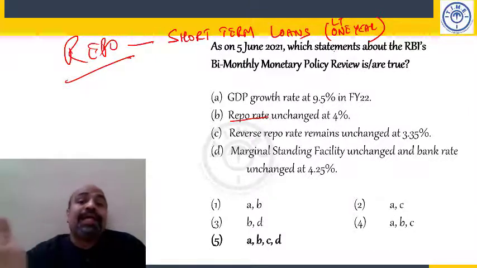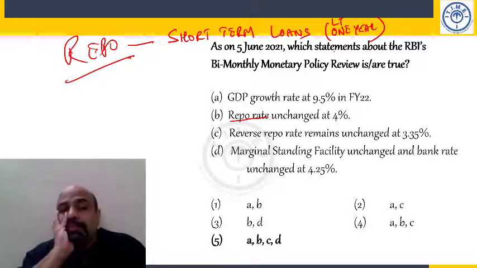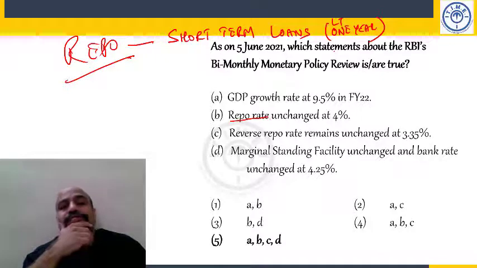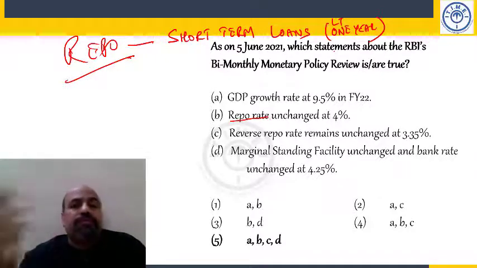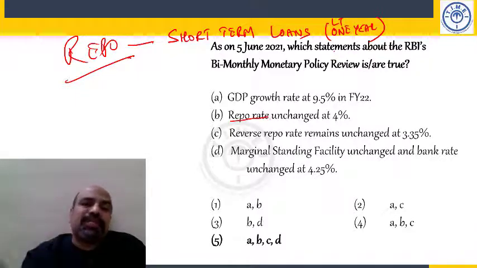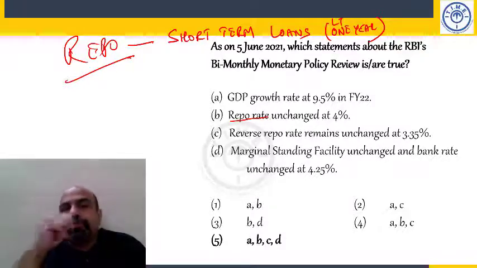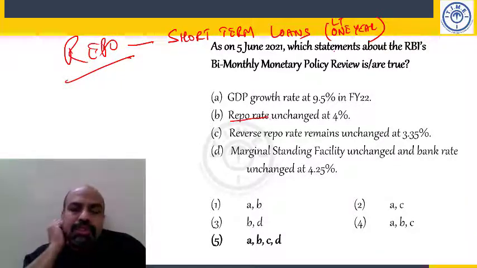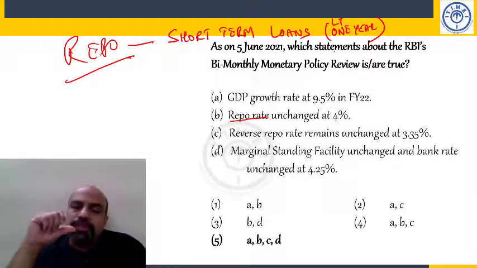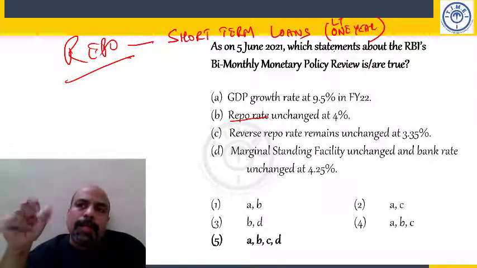Okay, next, reverse repo. Now if it's reverse, you would know that you just have to turn around the definition. Rate of interest charged by the commercial banks on short term loans to the RBI.